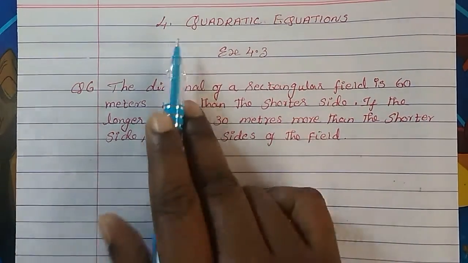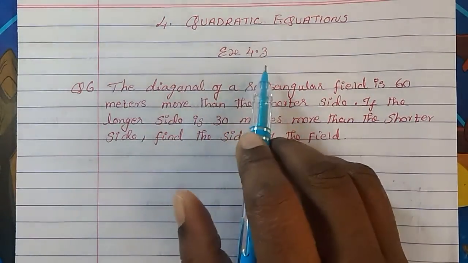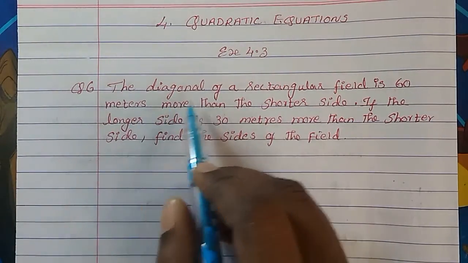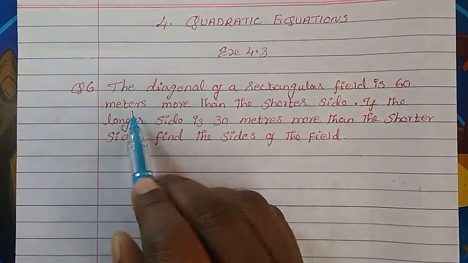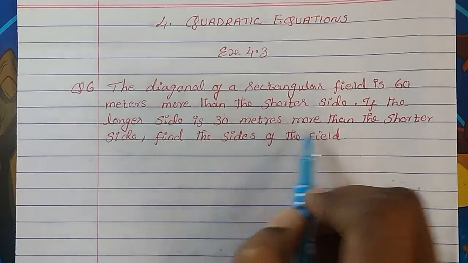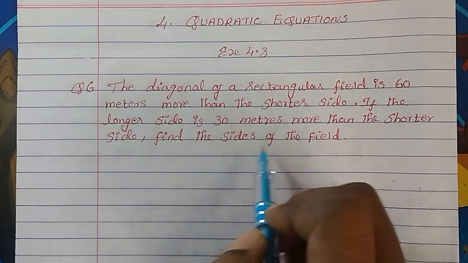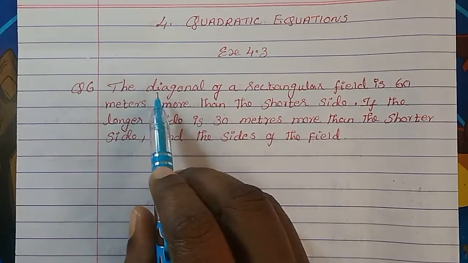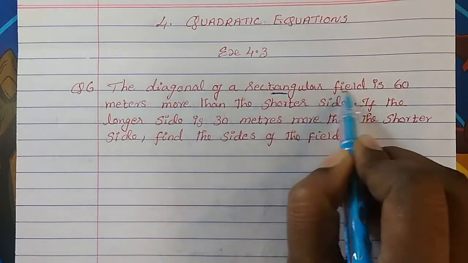Today we are going to study chapter 4, quadratic equations, exercise 4.3, question 6. The diagonal of a rectangular field is 60 meters more than the shorter side. If the longer side is 30 meters more than the shorter side, find the sides of the field. So first of all, let us see the rectangular field.